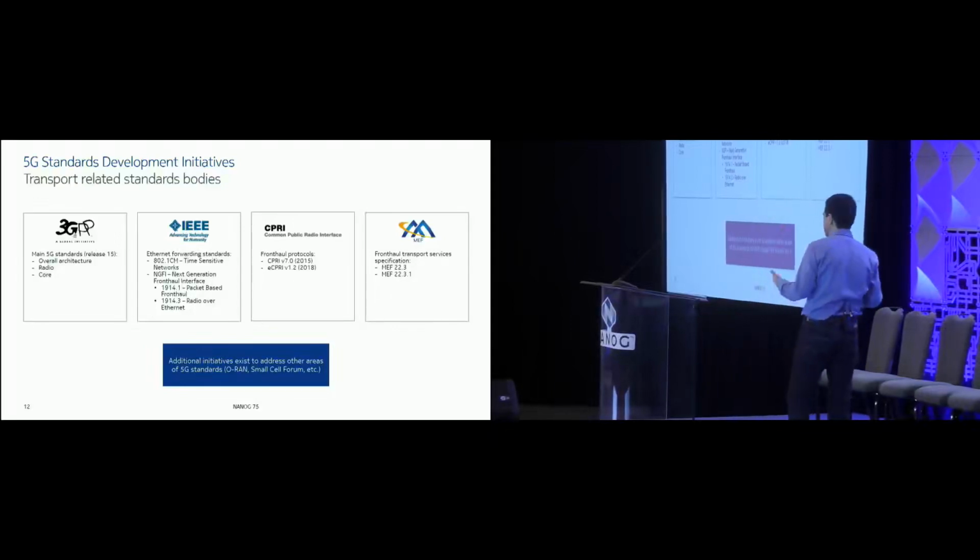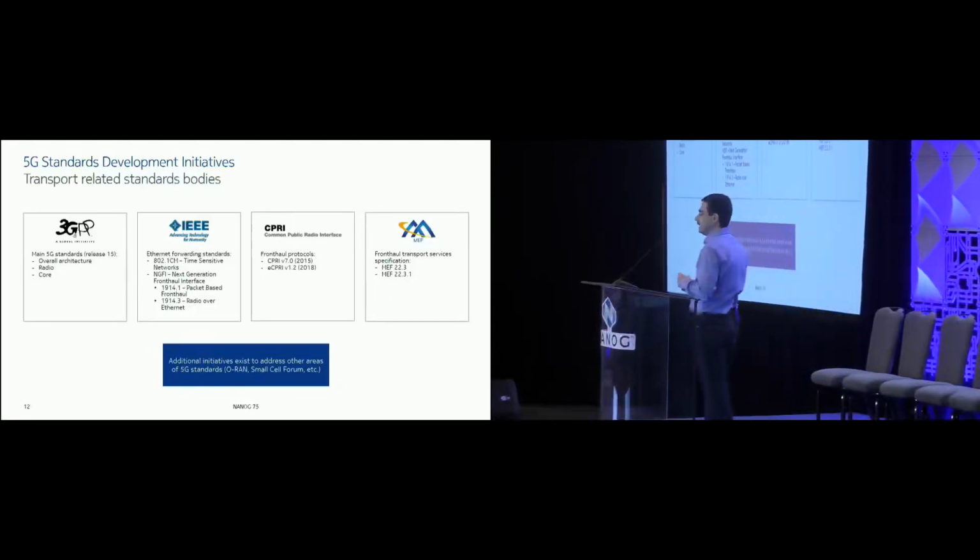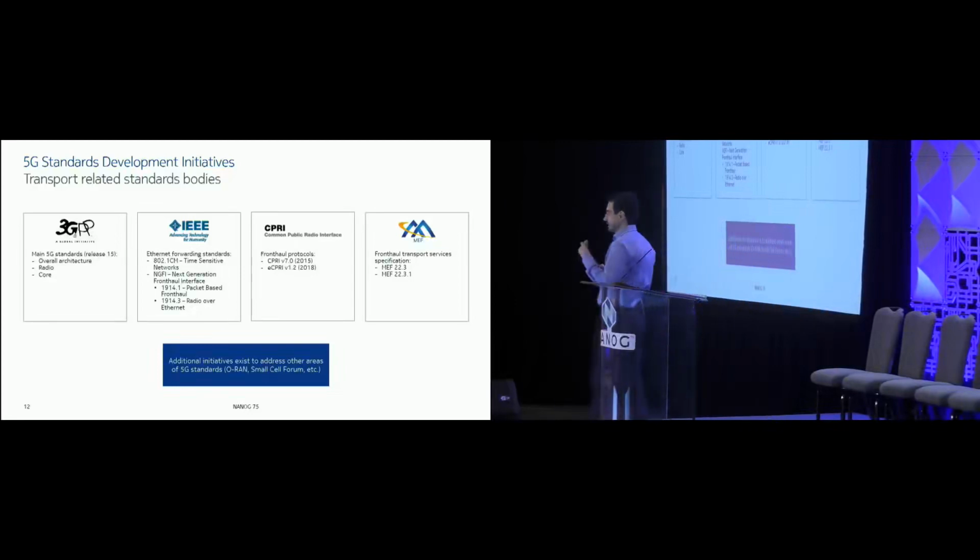CPRI, which is actually a consortium of many companies, including Nokia, came up with a new specification for the protocol. So there's now eCPRI, which is Ethernet CPRI. As the name implies, how you transmit CPRI over an Ethernet link, and I'm going to show that to you in a second. And there's also the MEF.